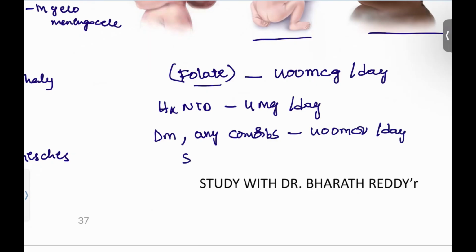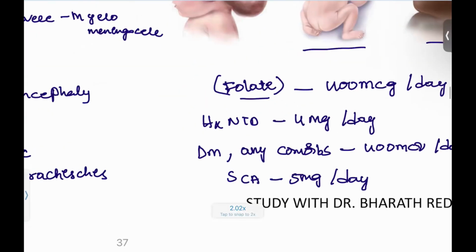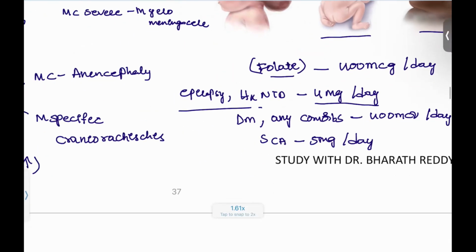And sickle cell anemia: in these patients we have to give 5 mg per day. And those who are taking anti-epileptics, in these patients also we have to give 4 mg per day. Okay, patients taking epilepsy drugs. This is the protocol for folate treatment.